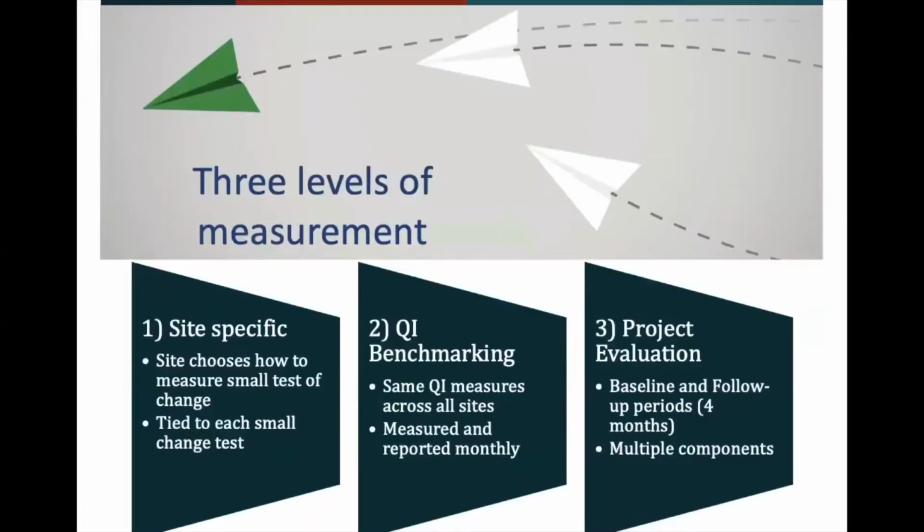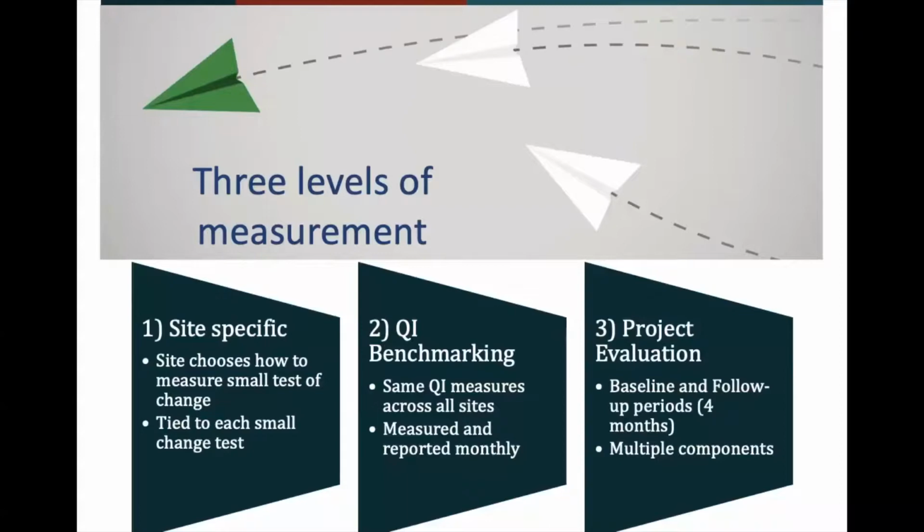There are 3 levels of measurement that are going on in the Pathways project. So the first level of measurement, which I'm calling here site-specific, is how you choose to measure a small test of change that you undertake. And that is data that you keep at your site. It's really only quality improvement. We don't ever want to see that data particularly, unless you choose to share an outcome with us. It's really the kind of thing that you might be doing a 2-week test of something or a 1-month test of something, and you might report to the whole group the outcome, that this worked or that this didn't work, but you're not going to report the data.